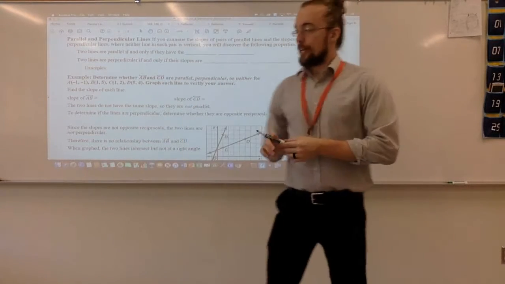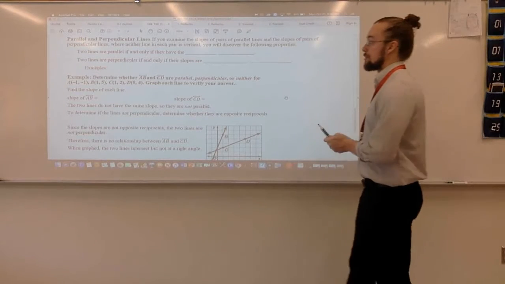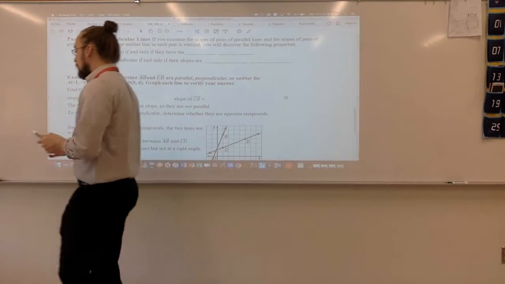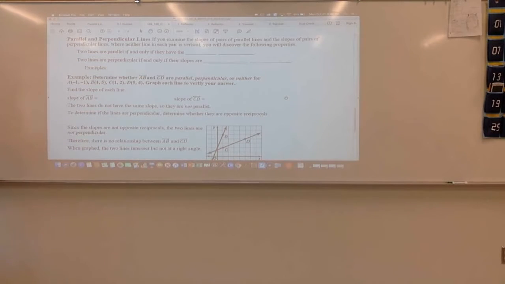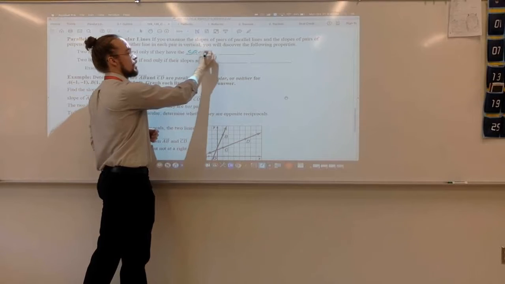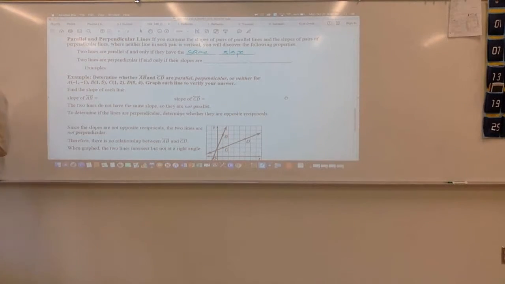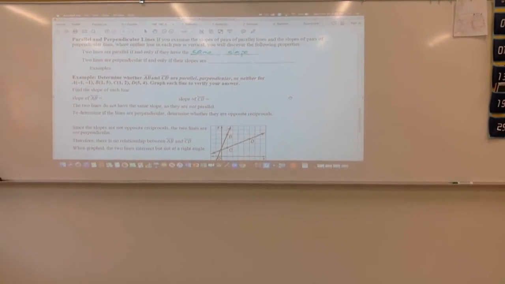Today we're going to take a look at parallel and perpendicular lines. Okay, so if we look at the slopes of parallel and perpendicular lines, we can say that two lines are parallel, meaning they will never touch, if they have the exact same slope. Two lines are parallel if and only if they have the exact same slopes.